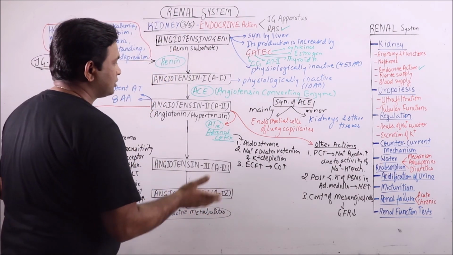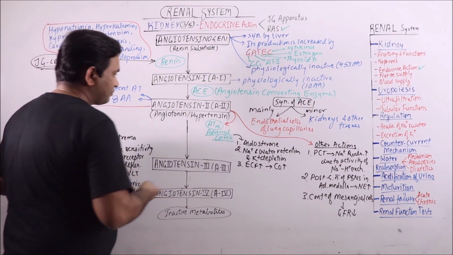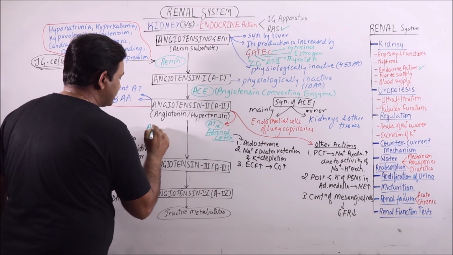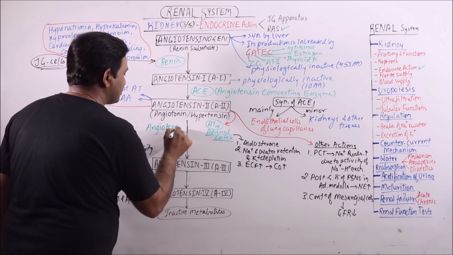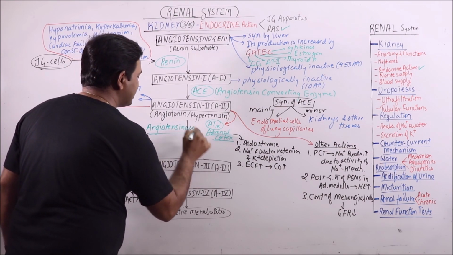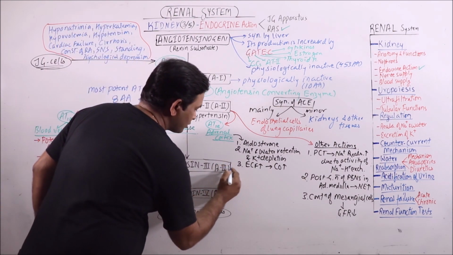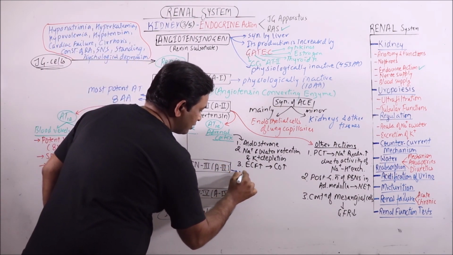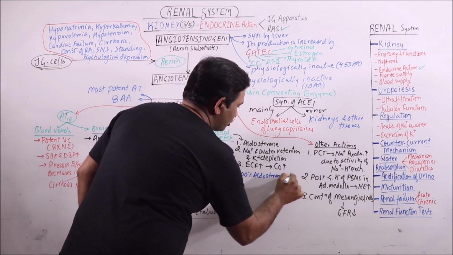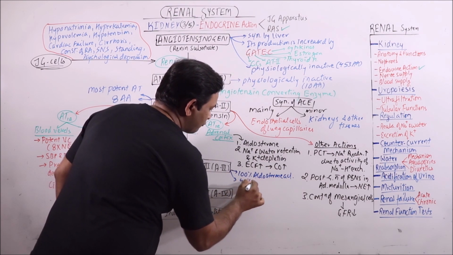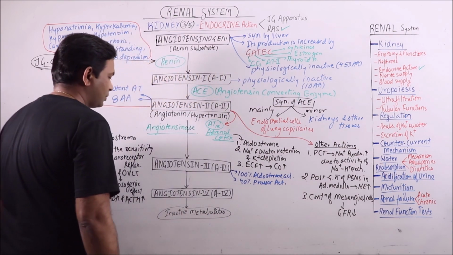So, the major action of renin angiotensin system is because of angiotensin 2, and this angiotensin 2 is converted to angiotensin 3 by angiotensinase enzyme. This angiotensin 3 is having 100% aldosterone activity and 40% pressor activity.